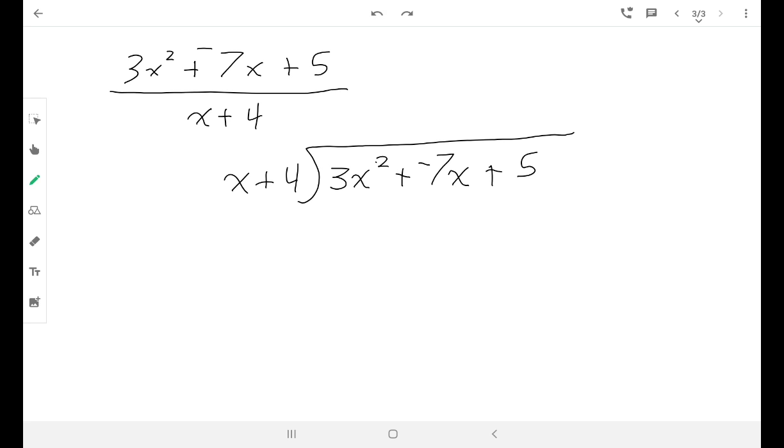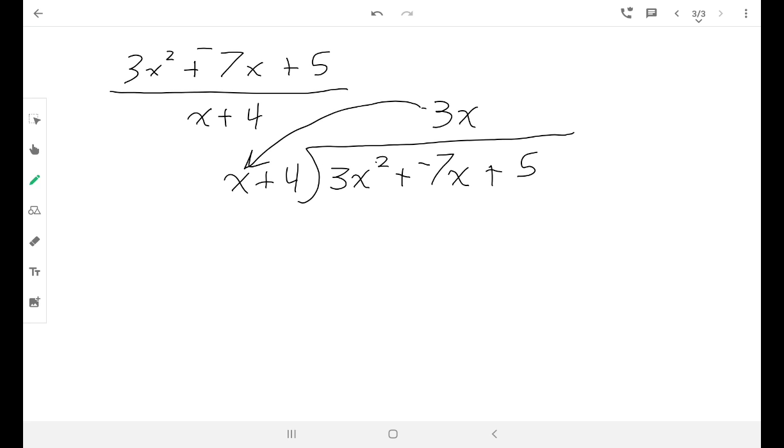So if I did this x times 3x, that would get me the 3x squared, because 3x times x is 3x squared. And I like to line up everything. If I'm going to be using an x, I'm going to line it up over my x term. Okay? So I'm going to do the same idea.